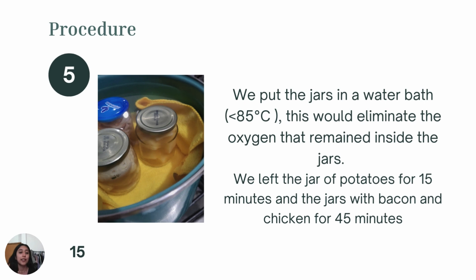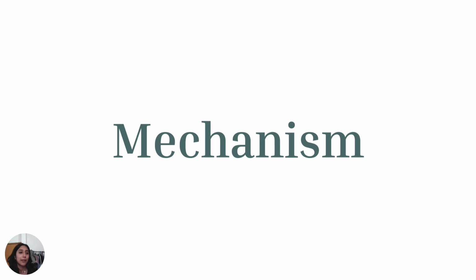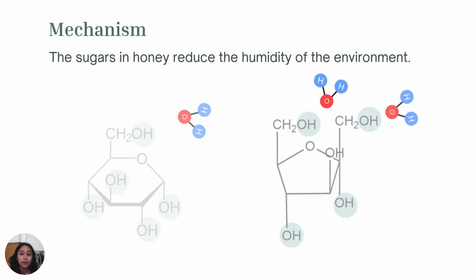This is because in this method, the temperature that is reached is not higher than 85 Celsius degrees, so the content of the jars is not going to be damaged, and we will be eliminating the oxygen that remains inside the jars. We left the jar of potatoes for 15 minutes, and the jars with bacon and chicken for 45 minutes. Let's explain a little bit of the mechanism of this.